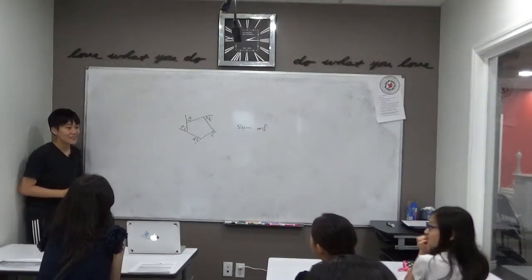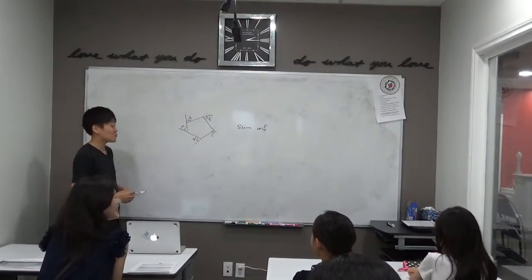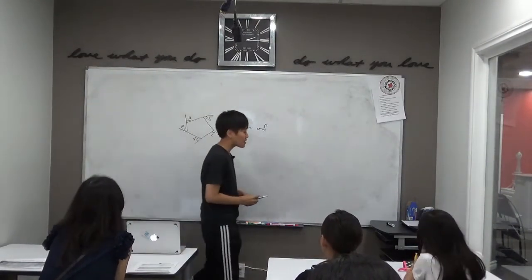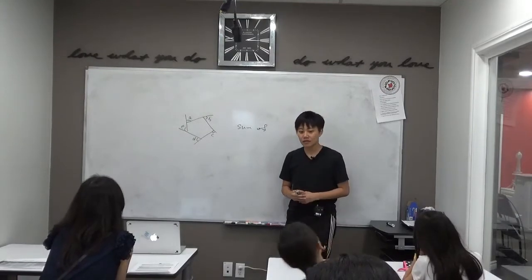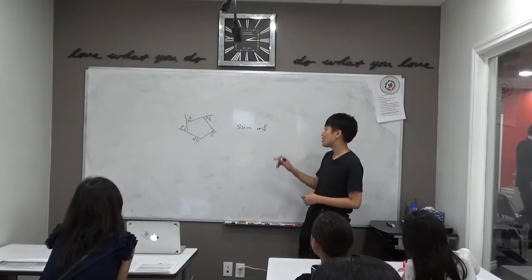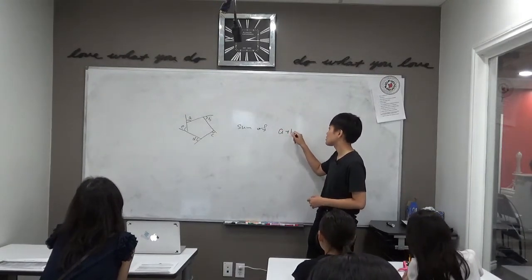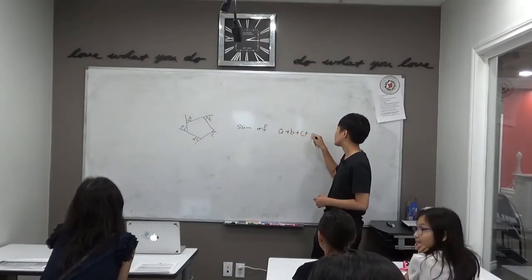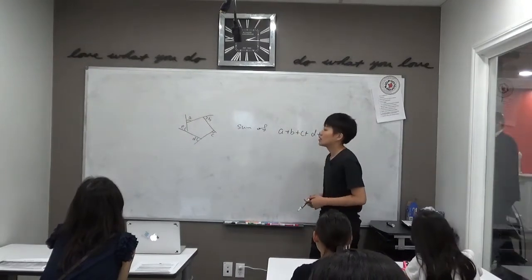I just know it. You know it? You don't want to prove it? I can try. You can try to prove it. I will fail. No, you won't. Prove it. But I think you're basically right. I just know it equals 360. That's all I know.